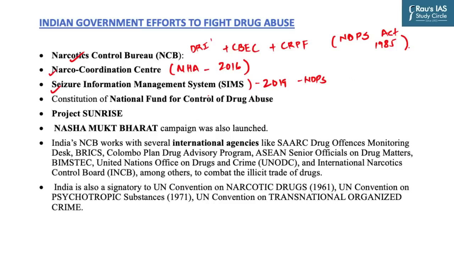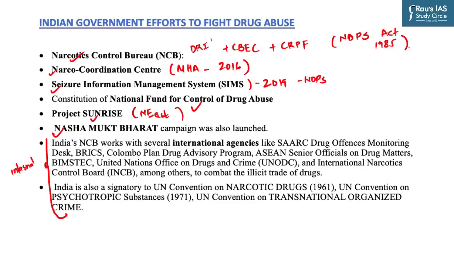A National Fund for Control of Drug Abuse has also been launched. Project Sunrise was also initiated for the northeastern part of the country to tackle the rising cases of HIV prevalence, especially among people who were involved in injecting drugs. The government has also launched the Nasha Mukt Bharat campaign.